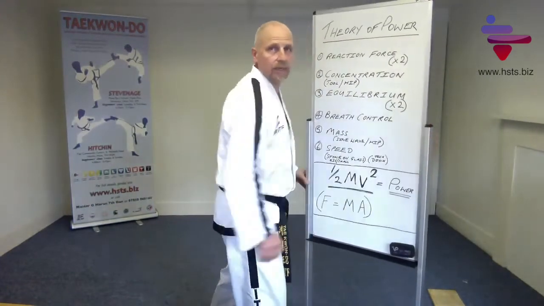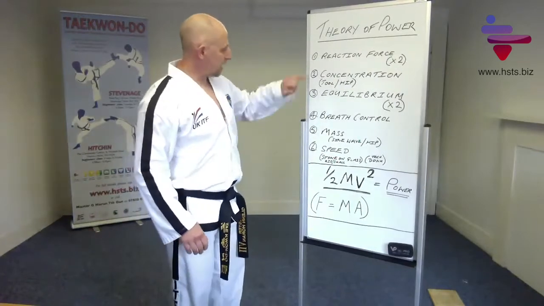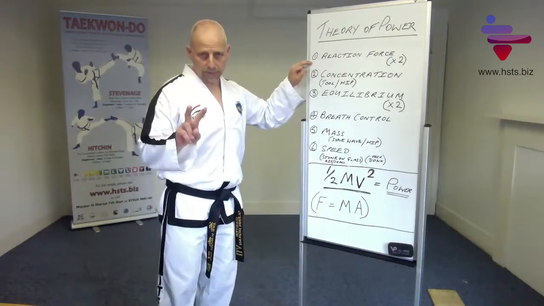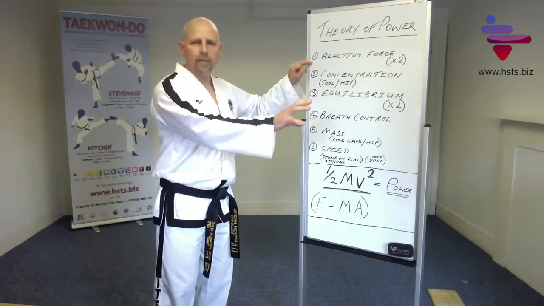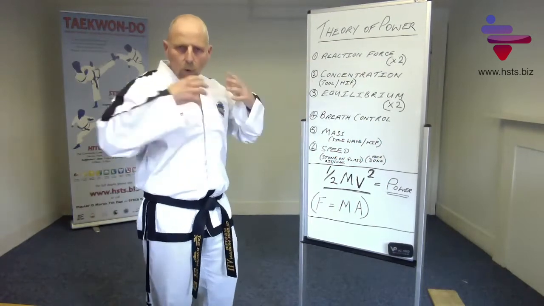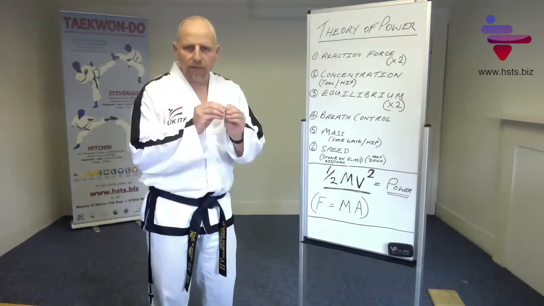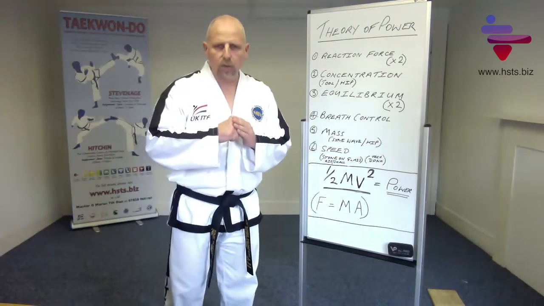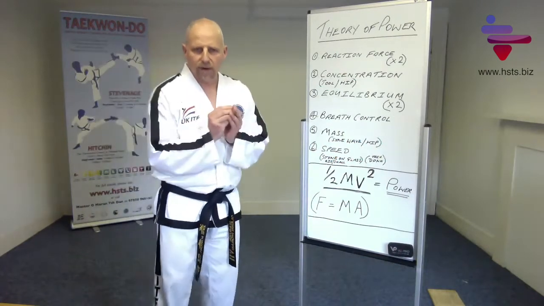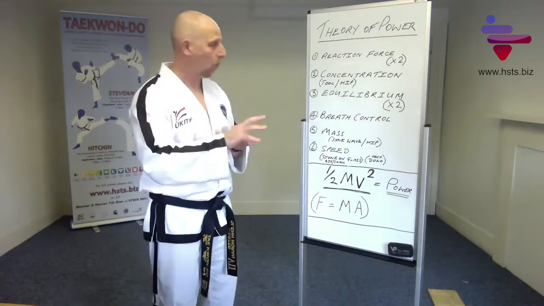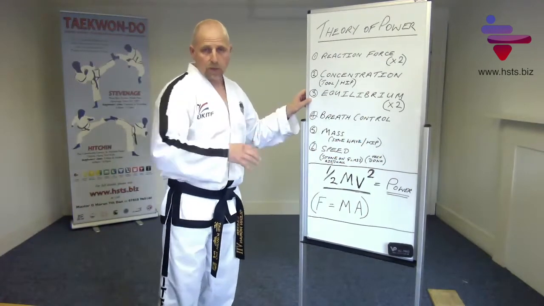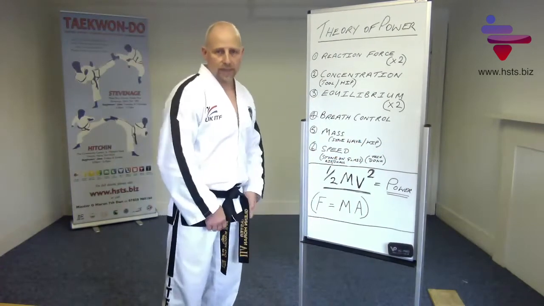Okay? So we have 6 elements in the theory of power. We have reaction force, 2 types. Yours and your opponent's rushing towards you. Concentration, concentrating all of that mass in the waist into a very small area, either your front 2 knuckles, the knife hand, the fingertips, point of the elbow, all of that mass into a very concentrated area to produce maximum force. Equilibrium, we must have good balance throughout, not just when we're stationary, but when we're moving, okay?